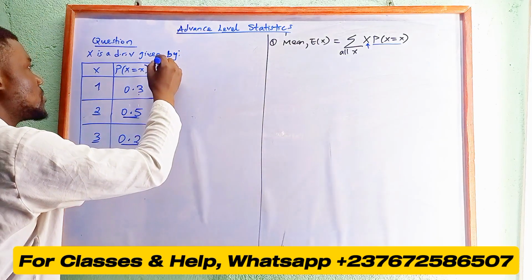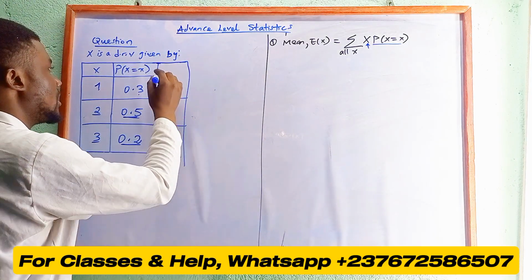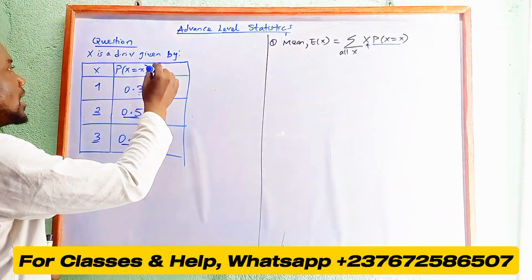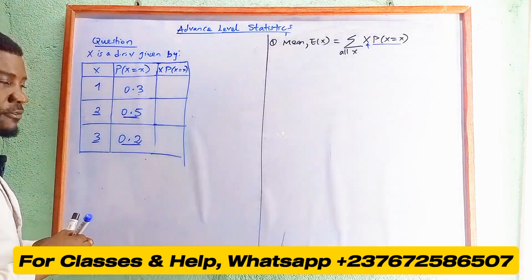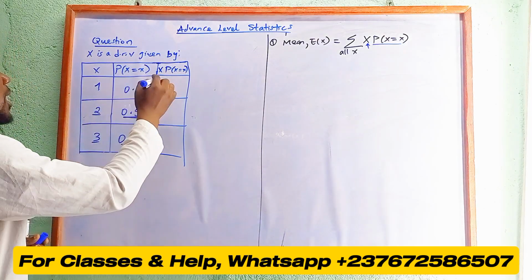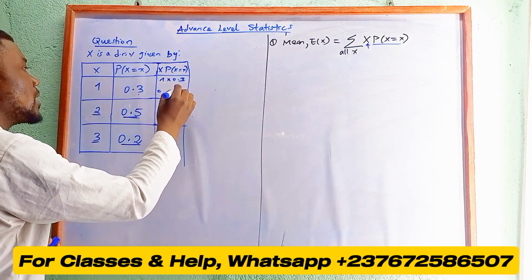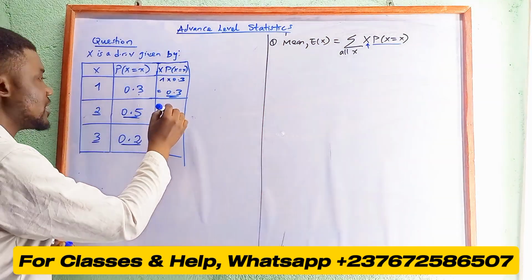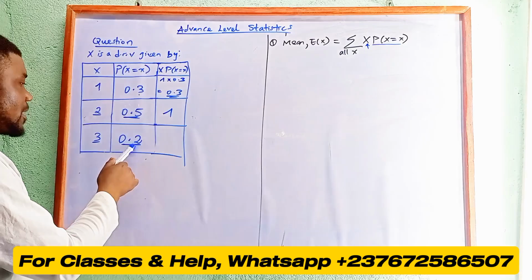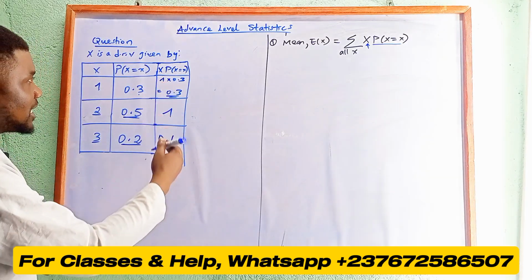So we're going to do so on our distribution table, meaning I have x times its probability. Each value times its probability. So when I multiply 1 by 0.3, it gives 0.3. When you multiply 2 by 0.5, it gives you 1. When you multiply 3 by 0.2, it gives you 0.6. So these are the products.